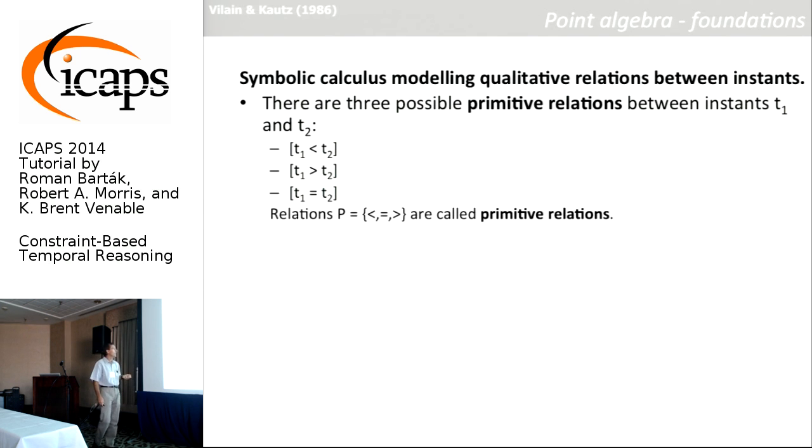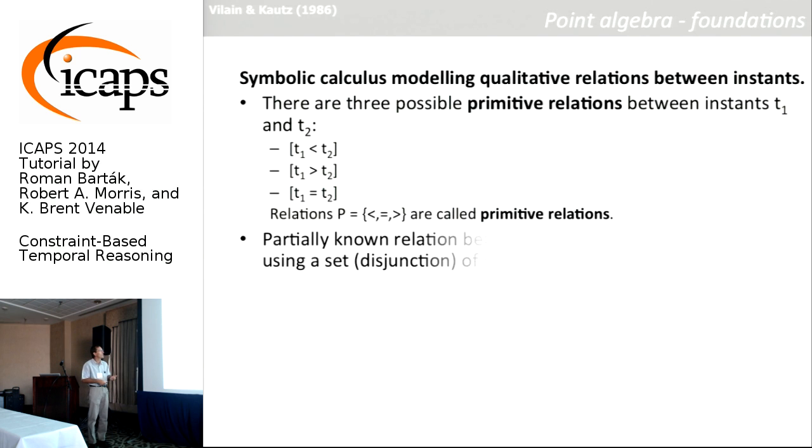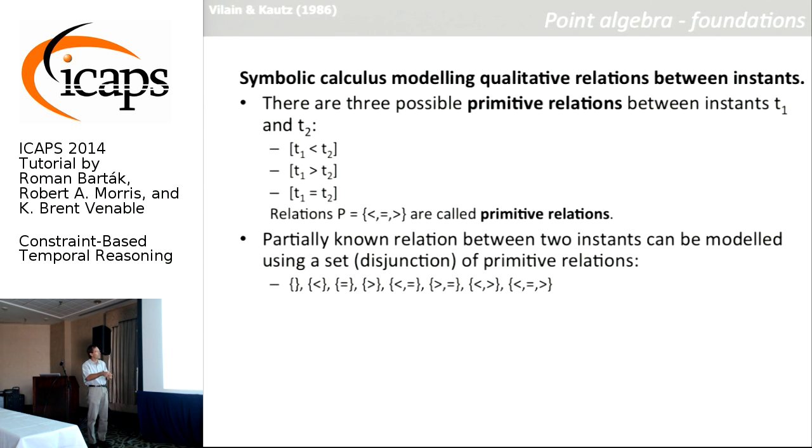Of course, we don't always know these primitive relations, so we perhaps don't know that something happened strictly before something else, so we may combine them together. So to express a temporal relation between two points, we can use a set of these primitive relations. For example, this set, smaller or greater, means these two time points happened at different times, not at the same time, right? The last set says, we have no information about the temporal relation between these time points, right?